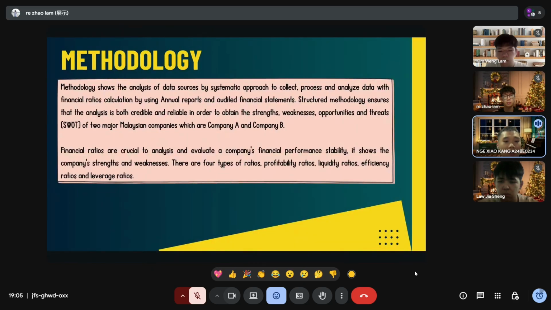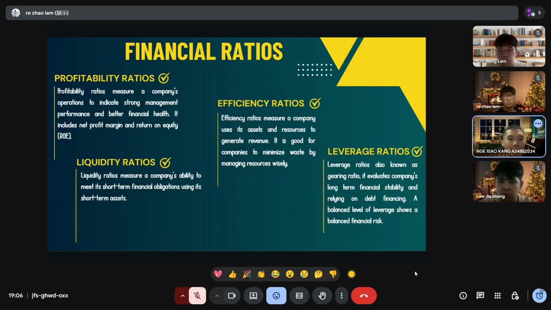Okay, financial ratios are crucial to analyze and evaluate a company's financial performance and ability. They show the company's strengths and weaknesses. There are four types of ratios: profitability ratios, liquidity ratios, efficiency ratios, and leverage ratios. Next one.